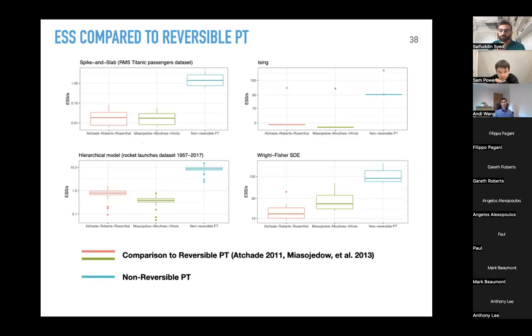Again, all of our analysis so far has been in terms of round trips, but in practice, what we care about is effective sample size. If you compare our method to the state-of-the-art reversible PT tuning guidelines that essentially target the 23% acceptance probability, we see performance gains of up to 10 to 100 times in ESS per second, as well as round trips.